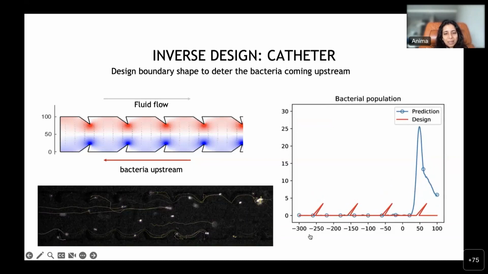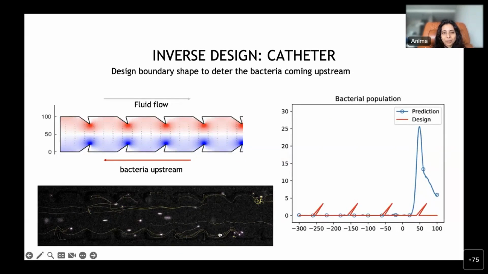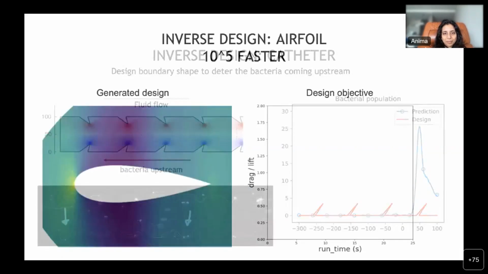it in the lab. And this is just a visualization of how you can see many particles getting trapped in these triangular grooves.